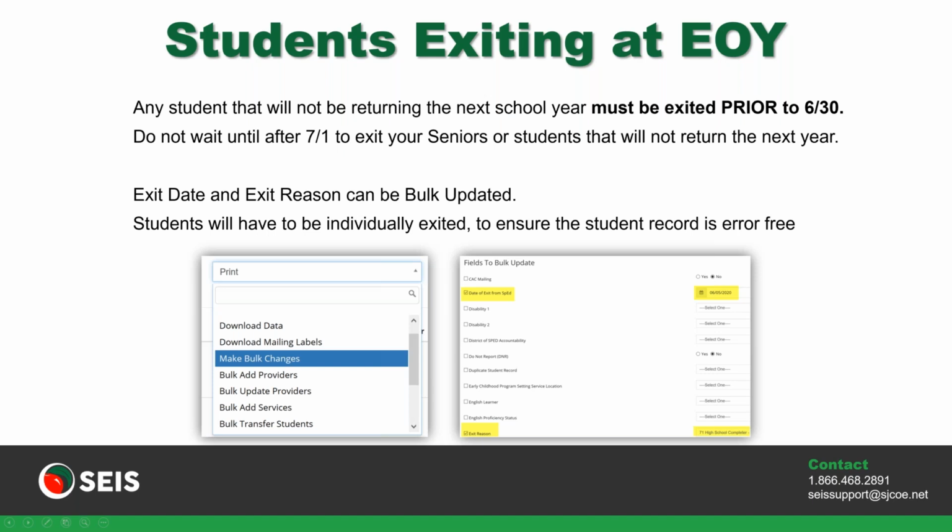We found with the Census Day report that there are tons and tons of students that were exited maybe come the beginning of the next school year. When the district got back in session in August, then they went in and exited out all of their seniors. Well, now that everything is transactional, if you exit your students after July 1st, they will not be accounted for in your year-end report because those transactions are now after July 1st. So you definitely want to make sure that any student that is not going to return the next year is exited prior to June 30th.